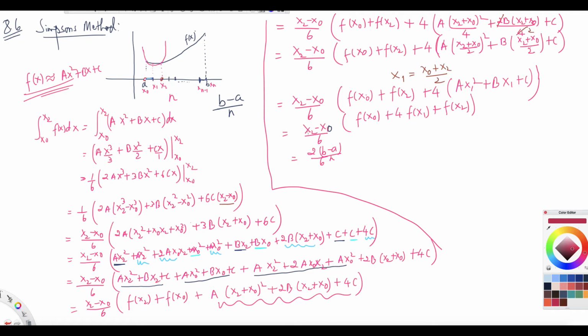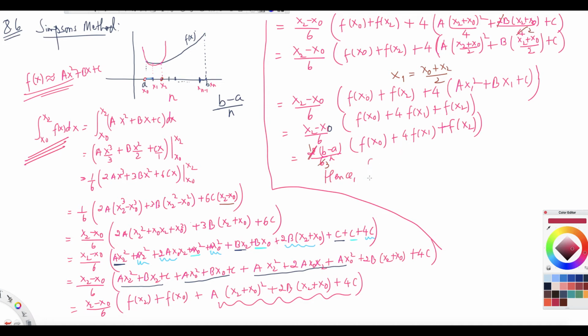So that x2 minus x0 is 2 times (b minus a) over n, and then that 6 is still in the denominator, right? So what do you get? f of x0 plus 4f of x1 plus f of x2. You see that? Now, if you divide that by 2, then it is 1. That will be 3. So what will be the final answer for that interval?